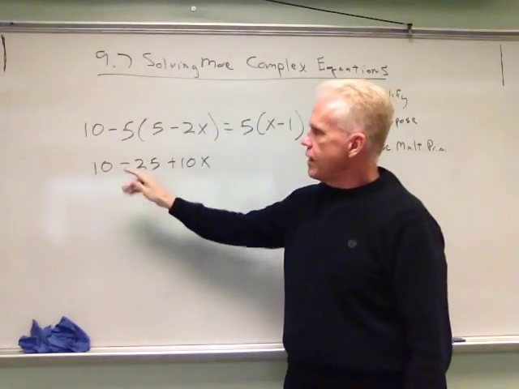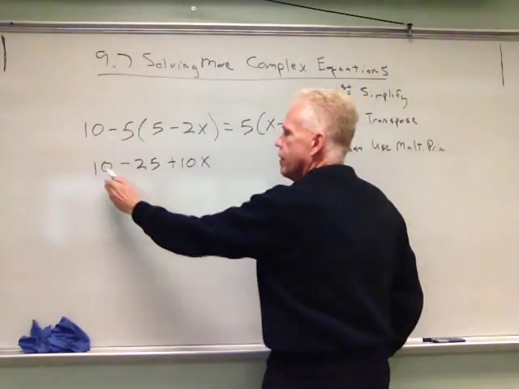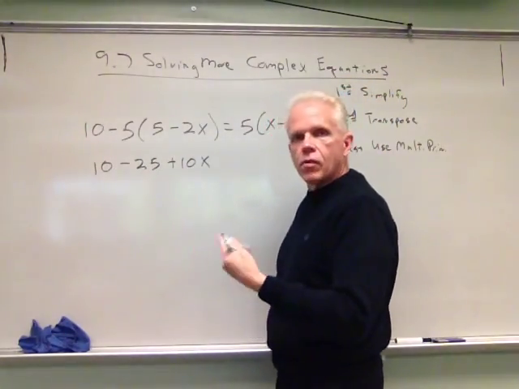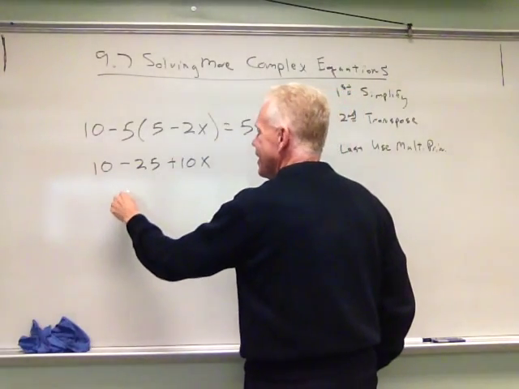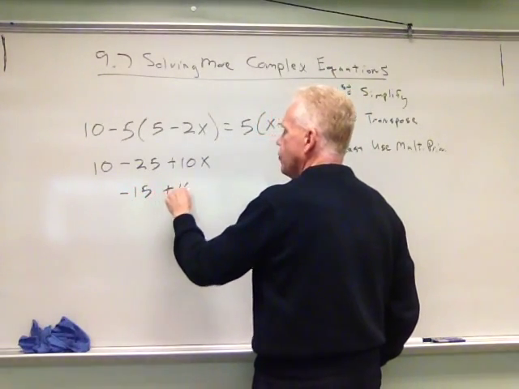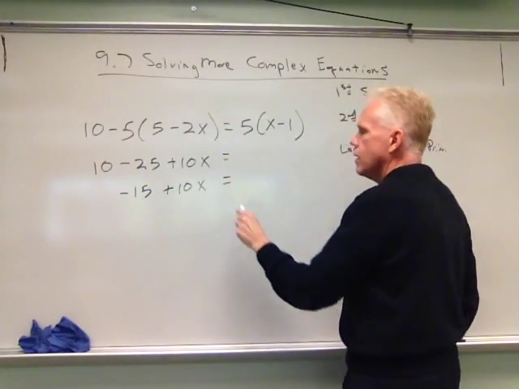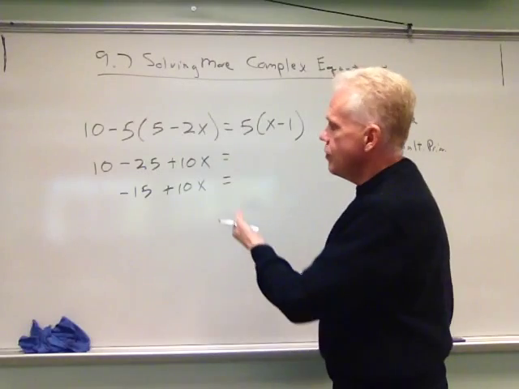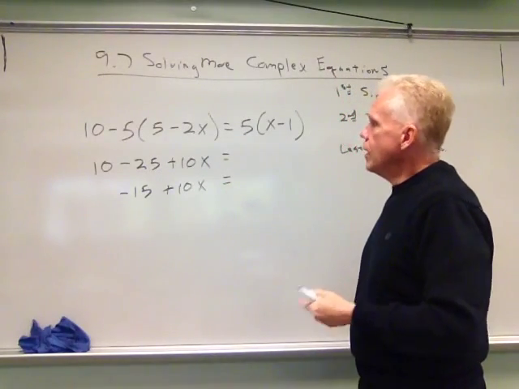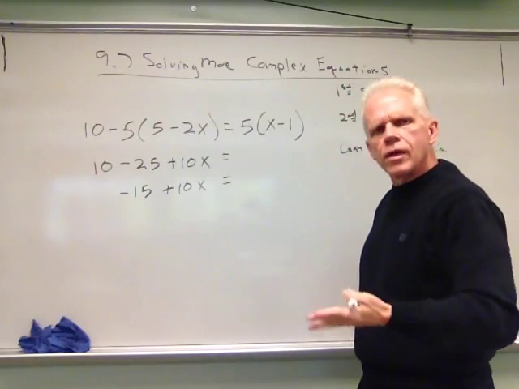I can simplify this side a little bit more. The 10 and the negative 25, when I go ahead and put those together, I'll get a negative 15 plus 10x. So the left side of my equation is now simplified as much as possible. Let's simplify the right side. It's a little easier to simplify.